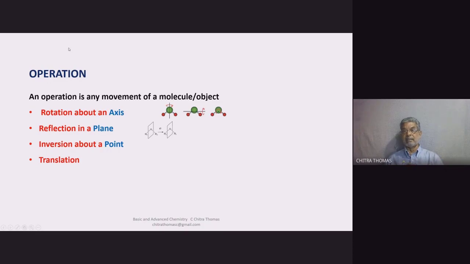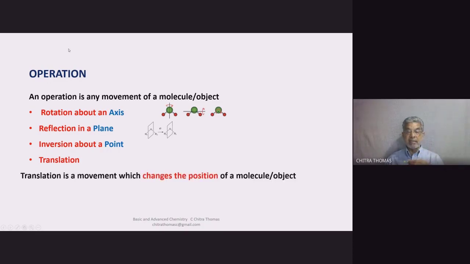Then the translation. See, translation is the movement which changes the position of the molecule or object. Suppose I hold the molecule like this. I change the position. This movement is called the translation motion. So the operations are rotation, reflection, inversion, the translation, etc.